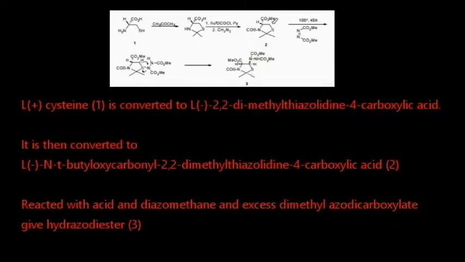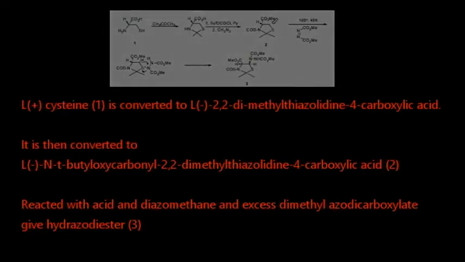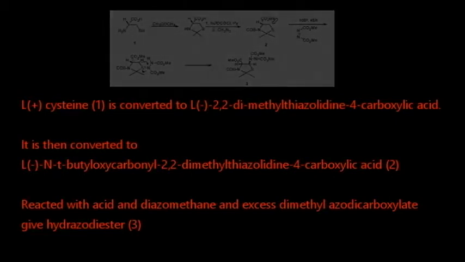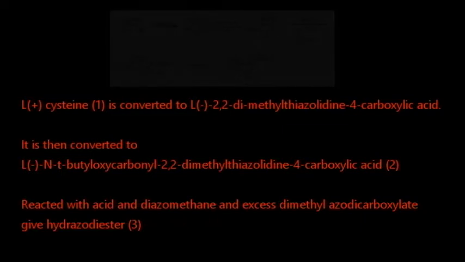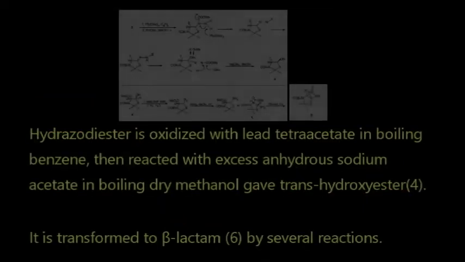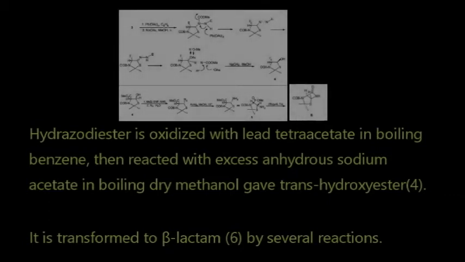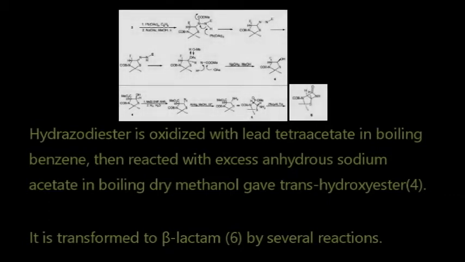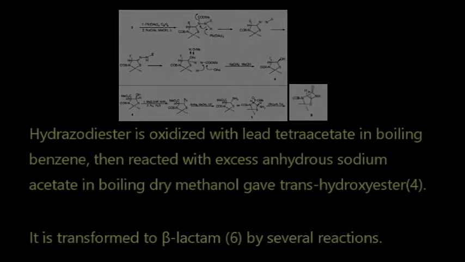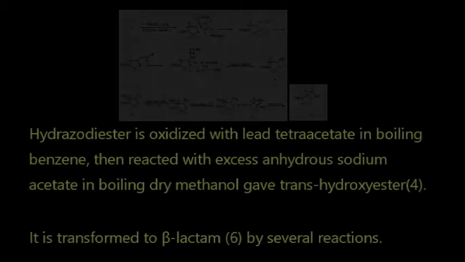It is then reacted with acid and diazomethane, and reacted with excess dimethyl azodicarboxylate at 105 Celsius for 45 hours to give the hydrazodiester that is numbered as 3. The oxidation of the hydrazodiester with 2.2 moles of lead tetraacetate in boiling benzene for 2 hours, followed by treatment of the reaction mixture with excess anhydrous sodium acetate in boiling dry methanol for 24 hours, gave the trans-hydroxy ester that is numbered as 4. It is then transformed to beta-lactam.